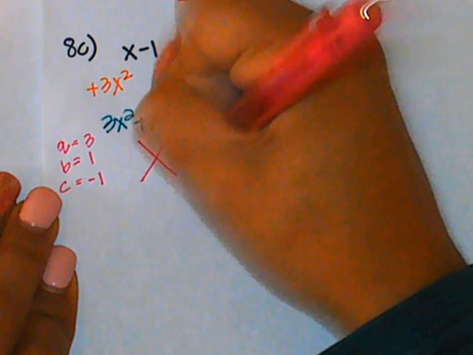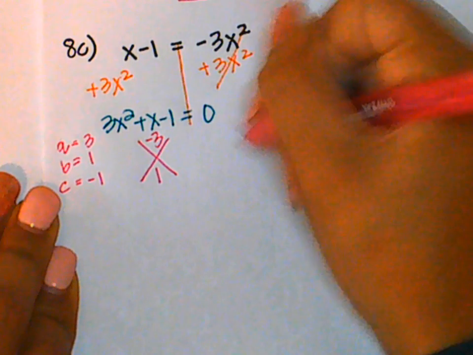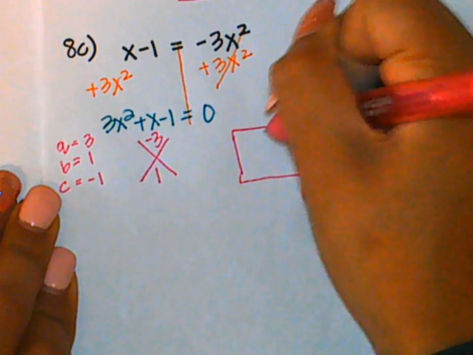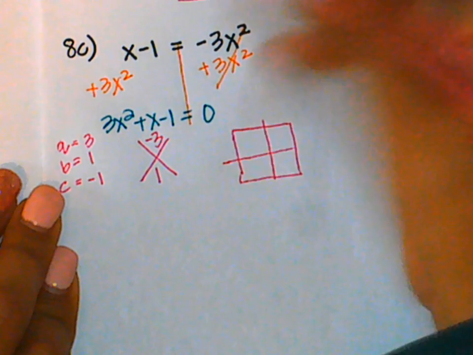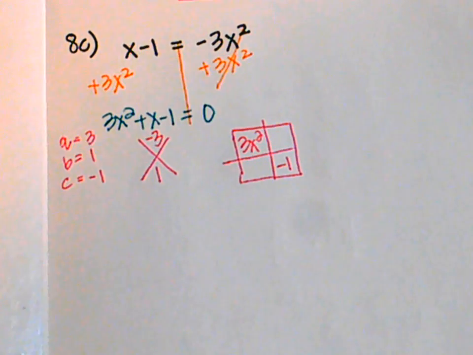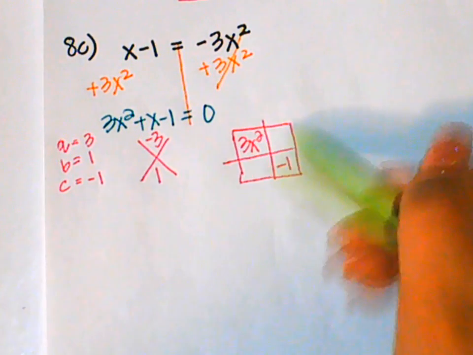So 3, 1, and -1. I'm going to use my x here, so that is -3, that is a 1. And then I'm going to need my area model, so I'm just going to fill that in since I'm already here. 3x squared and then -1. So whatever two numbers I pick will end up going here too.